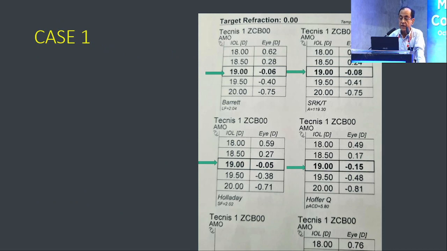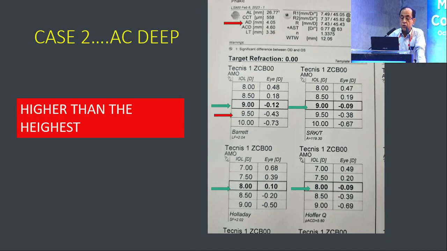So just a case scenario, this is a very simple case where all the formulas are giving 19 diopter, there is no confusion, you go and implant 19 diopter for emmetropia, and depending upon the type of lens you can make 0.5 more or less. So I use higher than the highest in cases where the AC is deep, because we know that if the AC depth is around 4.05, the lens is going to be far less effective as it is closer to the cornea.